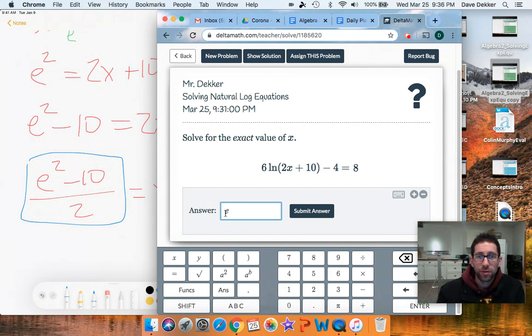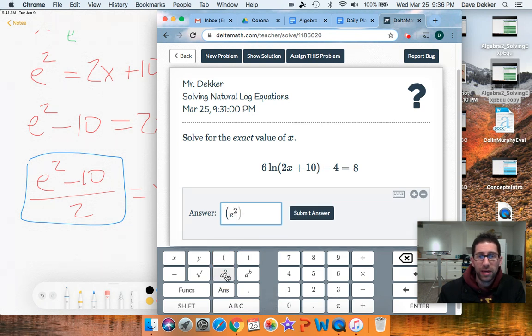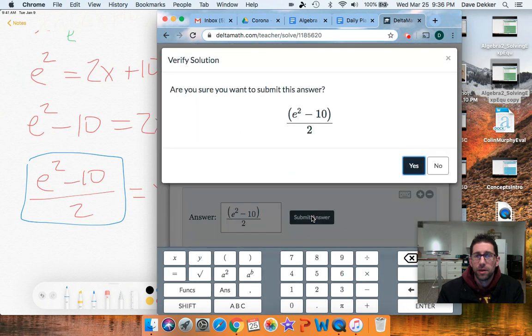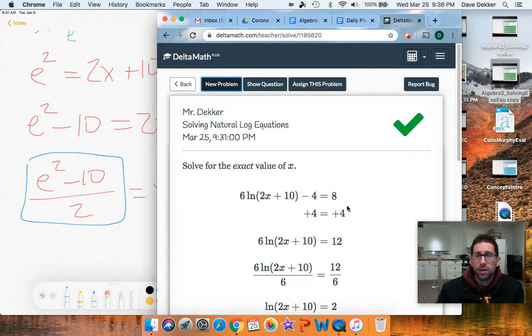Actually, the first thing I want to do is go over to this side. I want to put a parenthesis there. Now that I'm over here, we're going to square e. I'm going to subtract 10, so minus 10. Then I'm going to close the parenthesis, and I want to divide by 2. There's division, or you could probably just type in a slash, but divide by 2. We're going to submit that answer right there. Submit. Okay, yep, I think we do. Fingers crossed. And we do get the right answer.